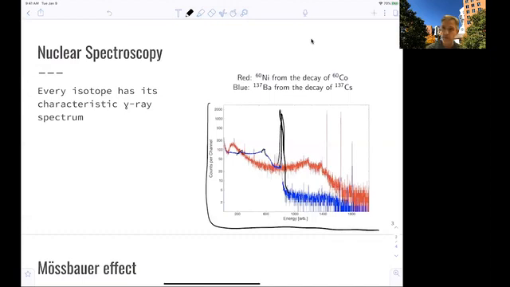And there the Compton scattering depends obviously on the material around and the composition, and also these single and double escape peaks are quite characteristic for the material you're looking at. So from nuclear spectroscopy, you can learn about the sample composition, the element composition of the probe.